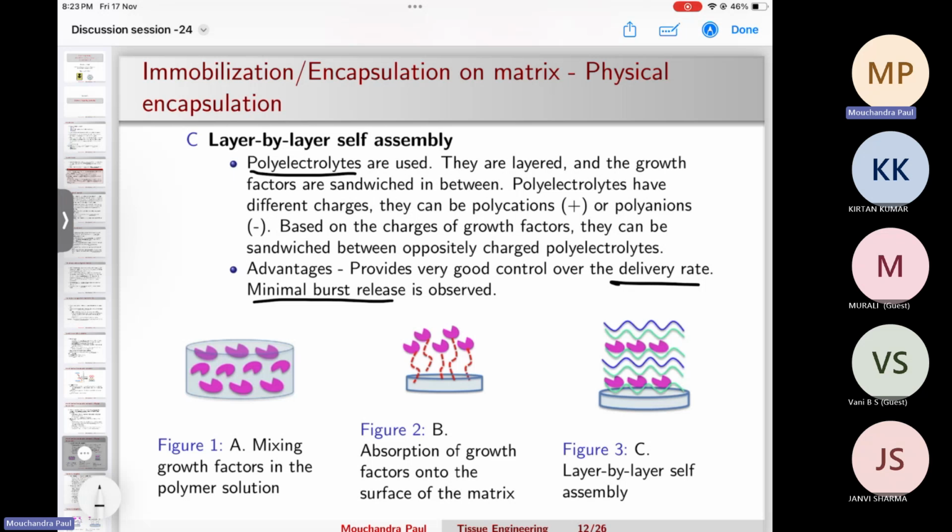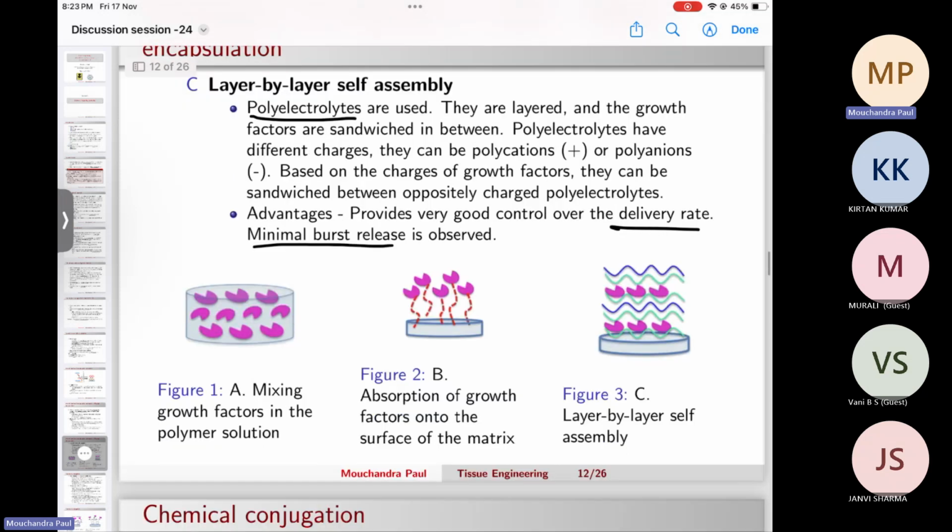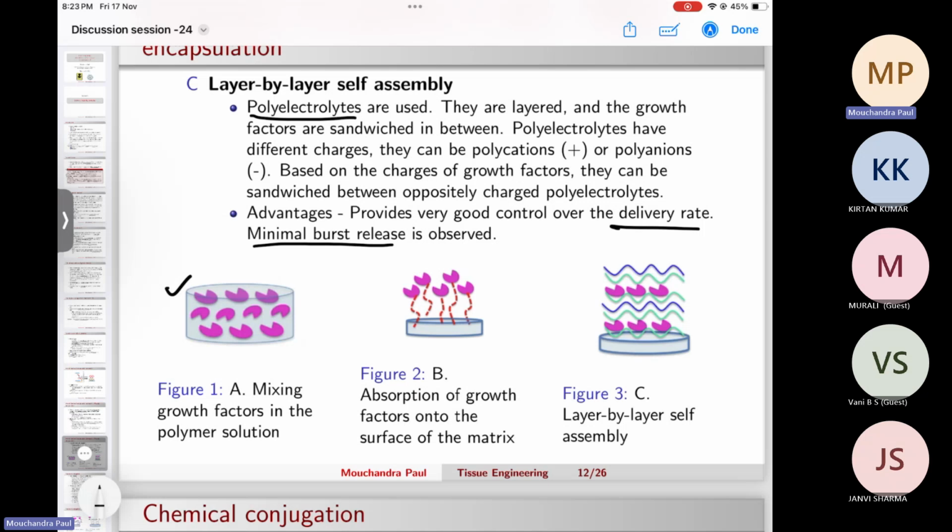This is an image representation of all three types of physical encapsulation technique. Here, within the bulk of the hydrogel, you have encapsulated your growth factor molecules by directly mixing it, or you prepared your hydrogel scaffold or any polymer scaffold, and on top of it you added some drops of growth factors. This pink color flower kind of thing, those are not flowers, those are growth factor molecules.